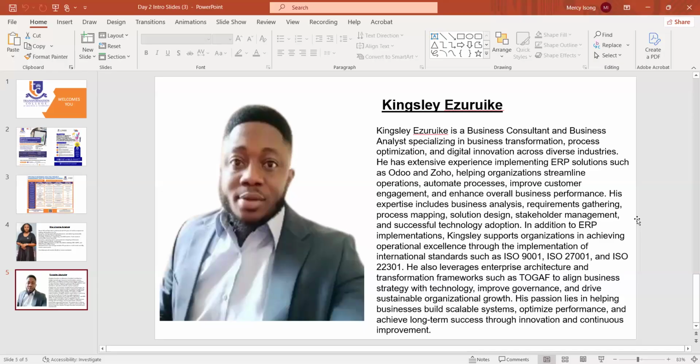In addition to ERP implementations, Kingsley supports organizations in achieving operational excellence through the implementation of international standards such as ISO 9001, ISO 27001, and ISO 22301. He also leverages enterprise architecture and transformation frameworks such as TOGAF to align business strategy with technology, improve governance, and drive sustainable organizational growth. His passion lies in helping businesses build scalable systems, optimize performance, and achieve long-term success through innovation and continuous improvement.